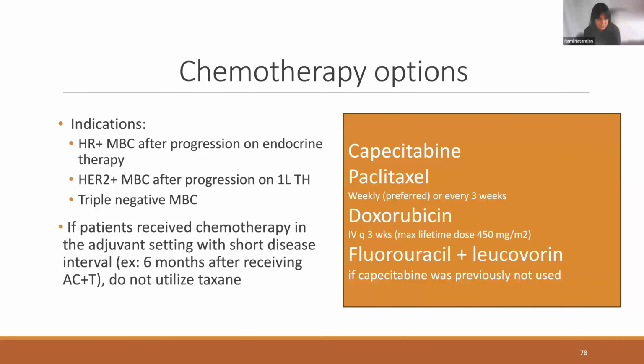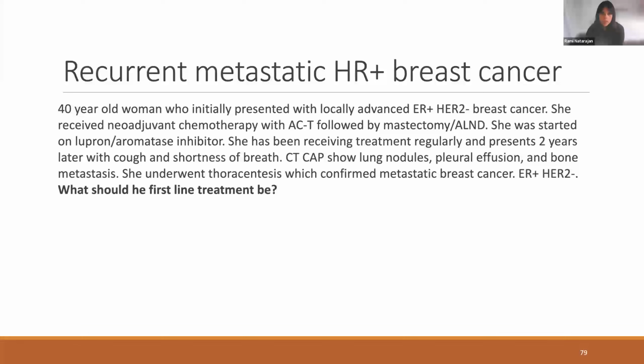If a patient has received chemotherapy in the adjuvant setting, one question might be, well, can we reuse paclitaxel? And this really depends on the disease-free interval. So if a patient has recurred very soon after they completed their ACT, like within 6 months, then generally we would not reutilize a taxane. But if it's been like 2 years, it's okay to use the taxane again, because these agents are very effective for metastatic breast cancer.